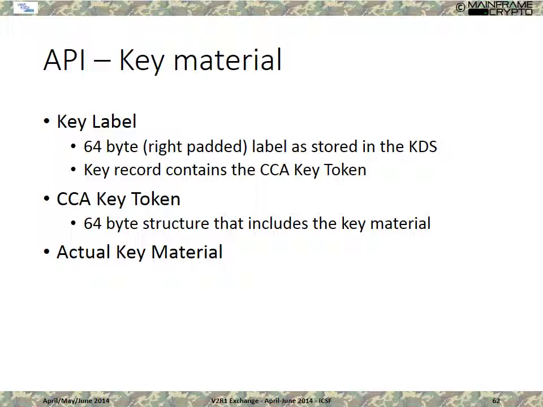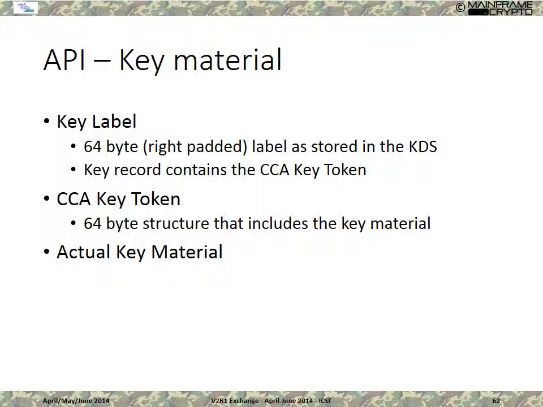I didn't mention it before, but I should have. When you specify the key identifier, you're telling the API what key to use. But there's actually a couple different ways that you can pass the key information to the API. The first way is via a key label.